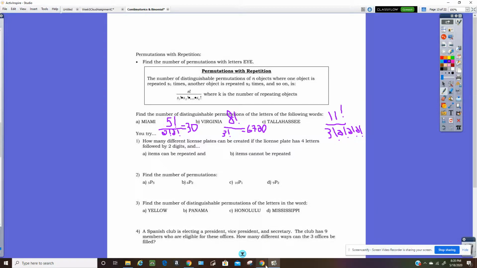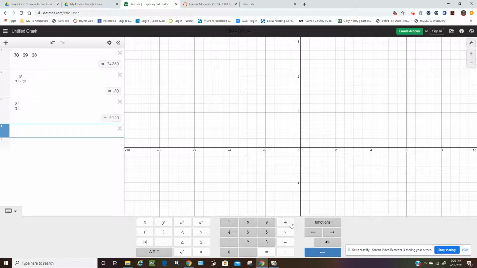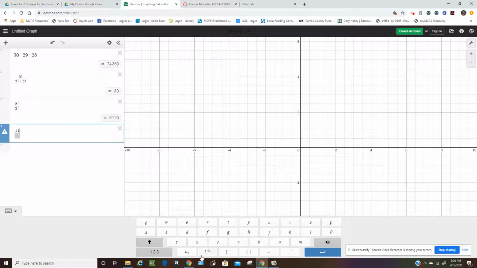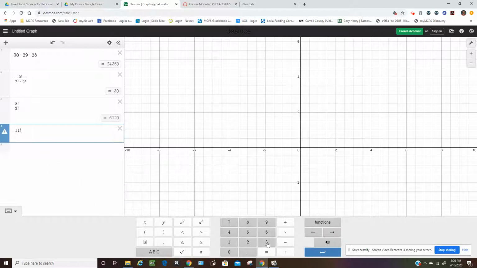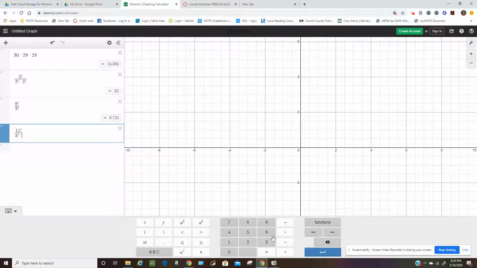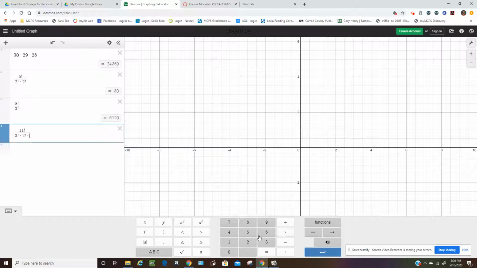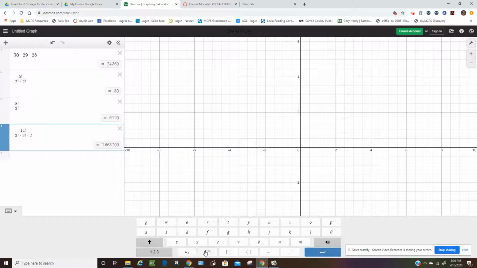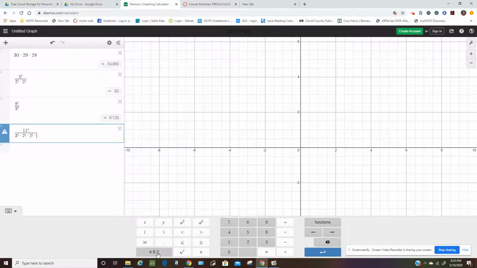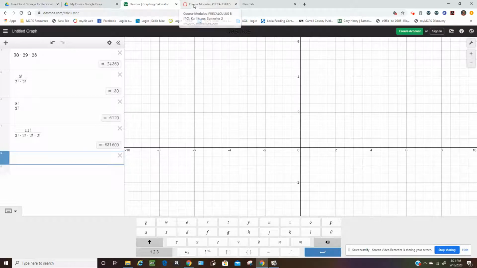So I'm going to the calculator now. 11 factorial divided by 3 factorial, and then times 2 factorial, times 2 factorial, times 2 factorial. So 831,600.